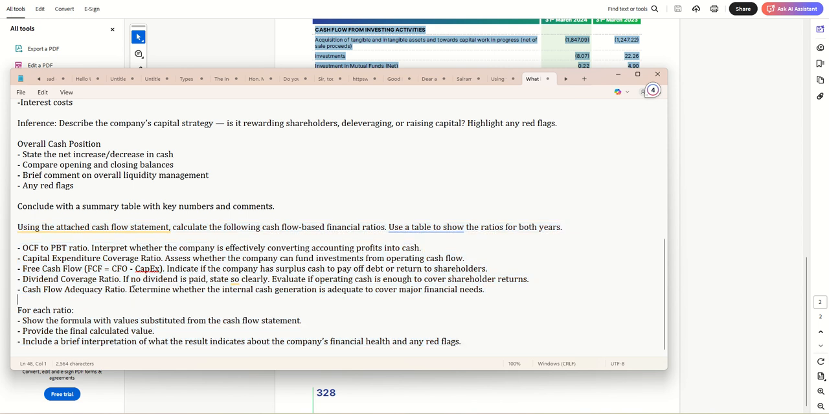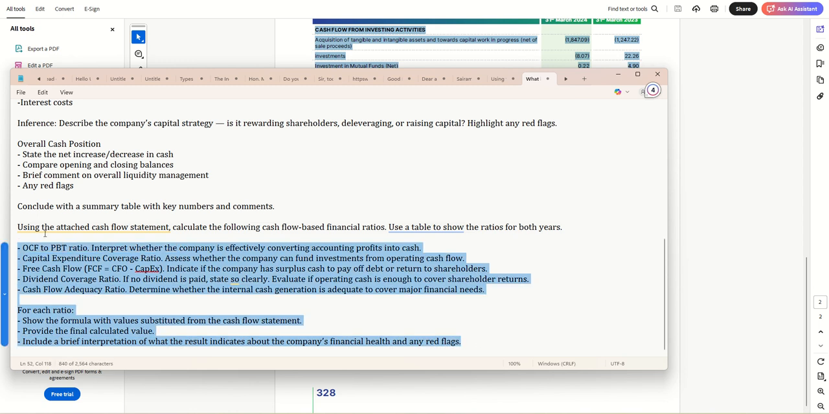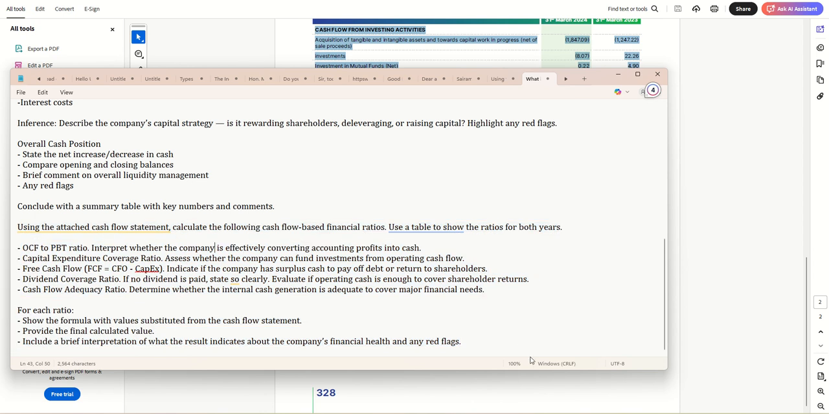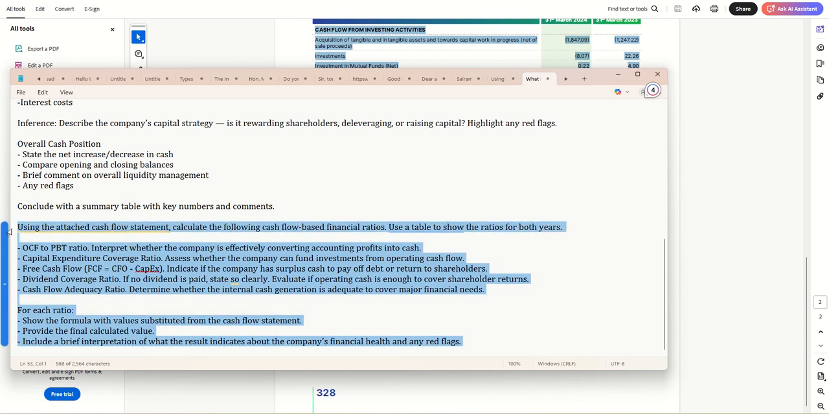Cash flow adequacy ratio means whether the internal cash generation is adequate to cover all major financial needs. For each ratio, show the formula with values substituted from the cash flow statement, provide the final calculated value, and briefly include interpretation of what it means or any red flags. So let me now put this in ChatGPT.